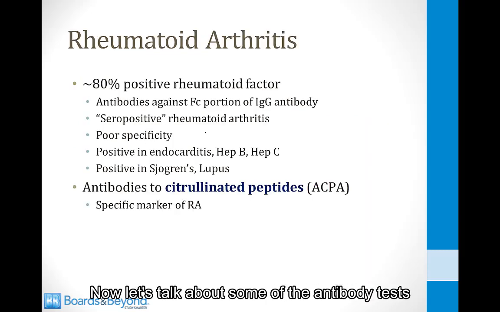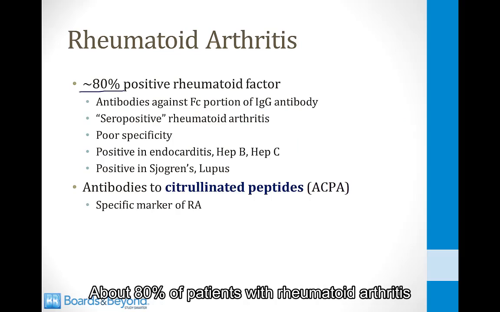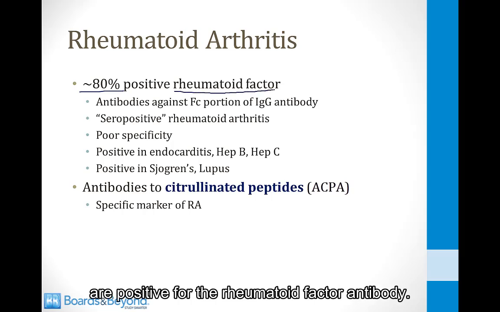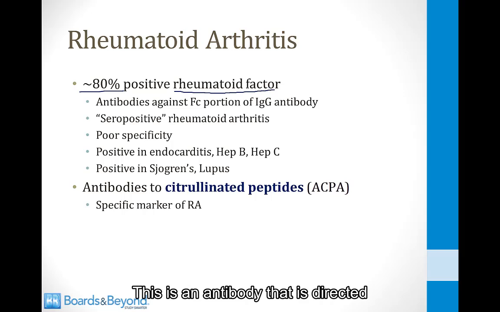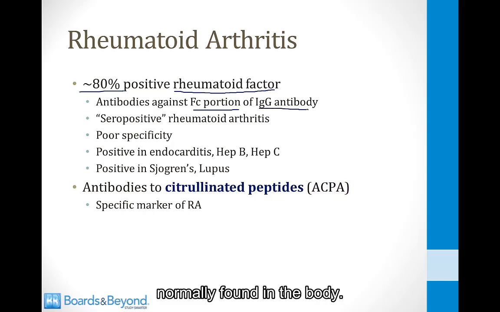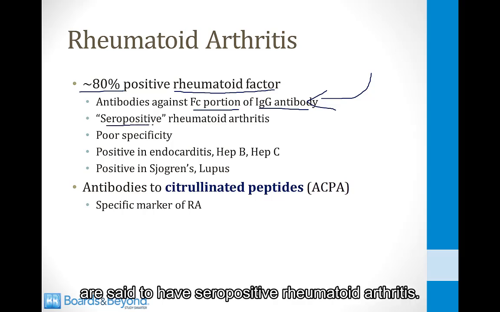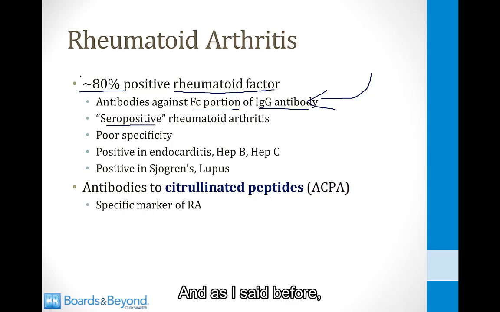Now let's talk about some of the antibody tests that can be used to diagnose rheumatoid arthritis. About 80% of patients with rheumatoid arthritis are positive for the rheumatoid factor antibody. This is an antibody that is directed against the Fc portion of IgG antibodies normally found in the body, and it's very high yield to remember that this is the target of the rheumatoid factor antibody. So patients who are positive for the rheumatoid factor antibody are said to have seropositive rheumatoid arthritis. And as I said before, this is about 80% of patients.